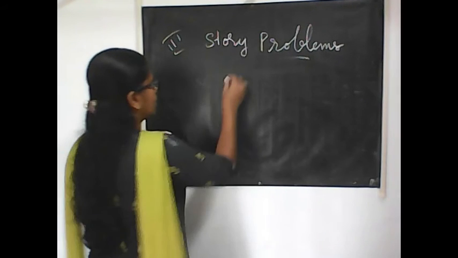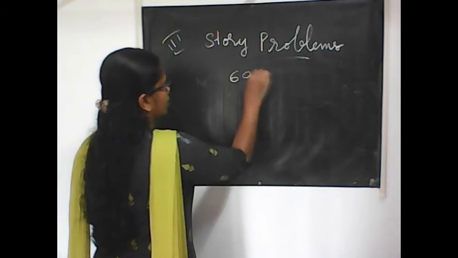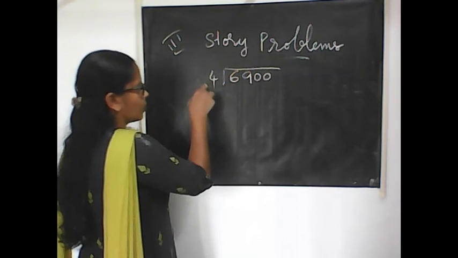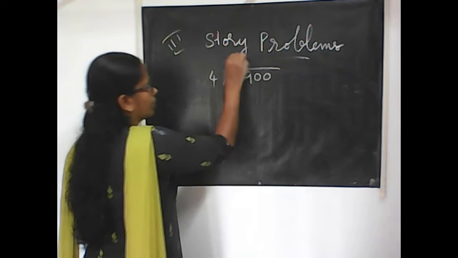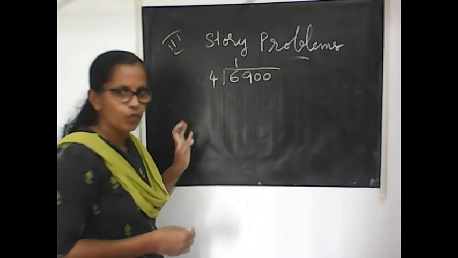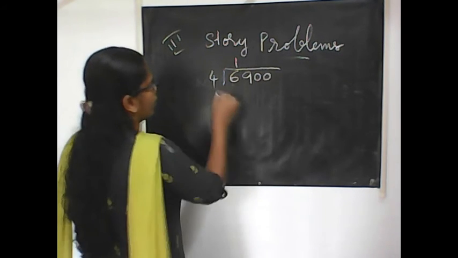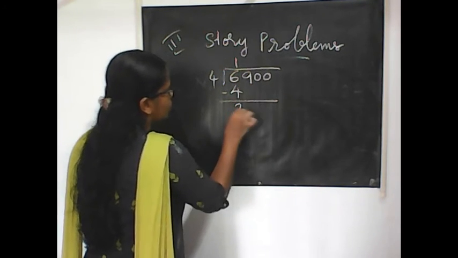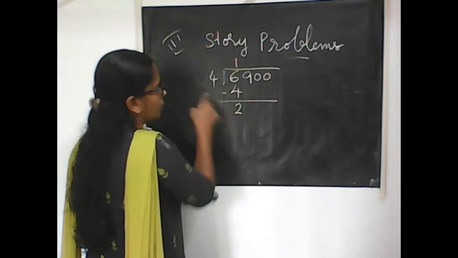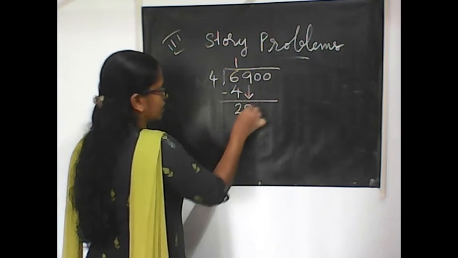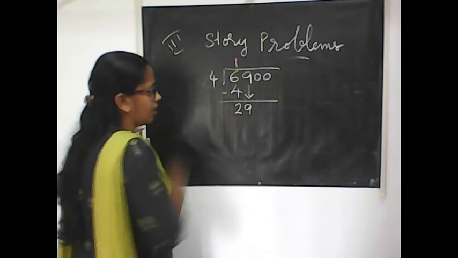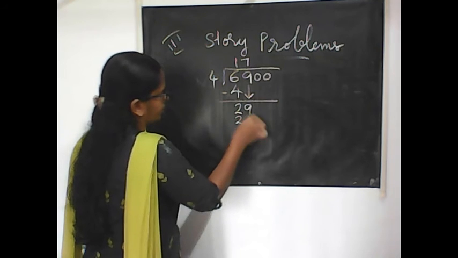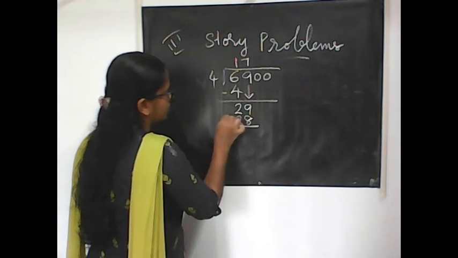Okay, we will do the calculation, that is 6,900 divided by 4. First digit: from 6 you are going to take away 4. How many times can you take? Only once. If you want to take 2, 4 2s are 8, so it's not possible. One time. 6 minus 4 is 2. From 2 you cannot take away 4, so bring down the next digit, that is 9. So it became 29. From 29 you can take 7 times. 7 4s are 28. Then subtract, you will get 1.